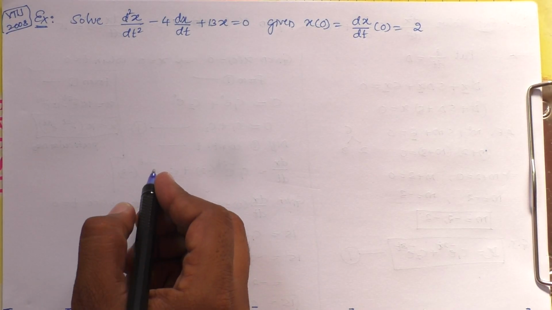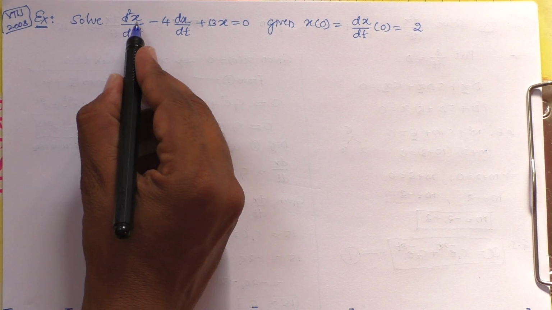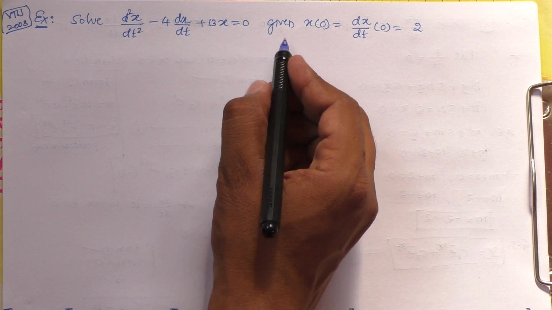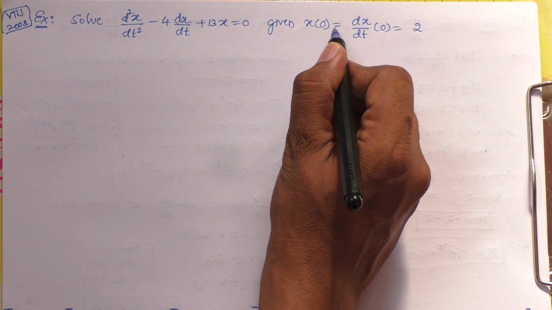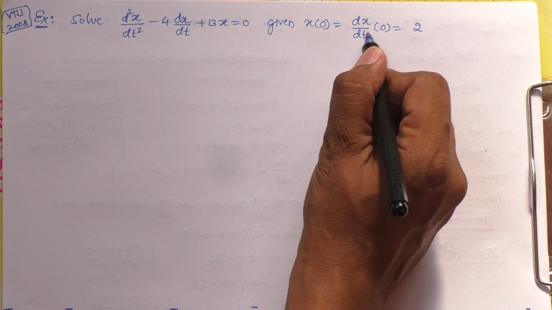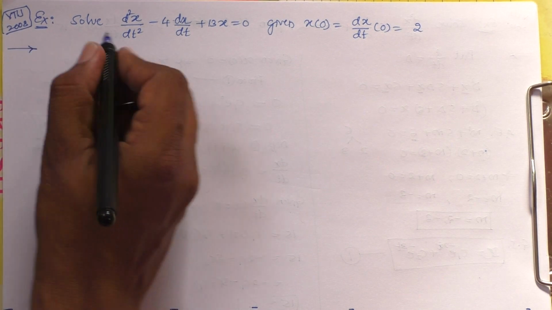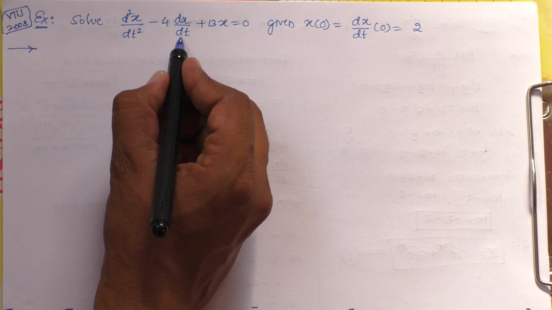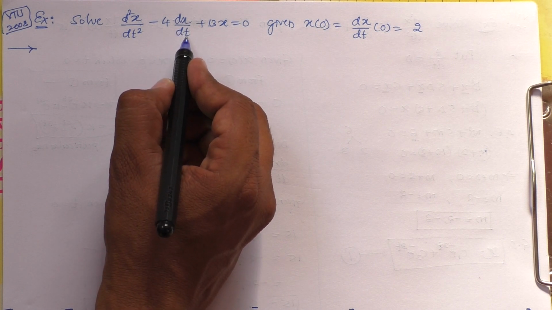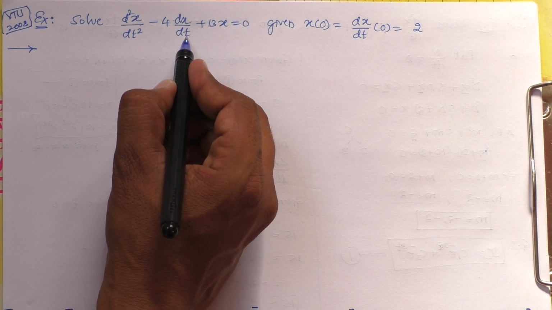Let us solve another example of an initial value problem. The question is like this: solve d square x by dt square minus 4 dx by dt plus 13x equal to 0, given that x of 0 is equal to, dx by dt of 0 is equal to 2. It means x of 0 is 2, dx by dt of 0 is also 2. So now to solve this problem, look at the derivative dx by dt. It means the dependent variable is x, which depends on the independent variable t. It means x is a function of t.